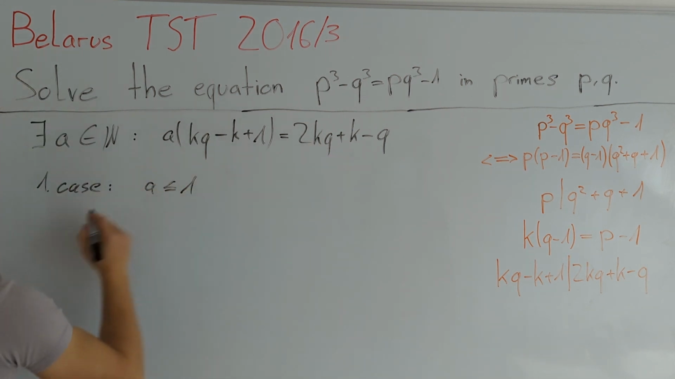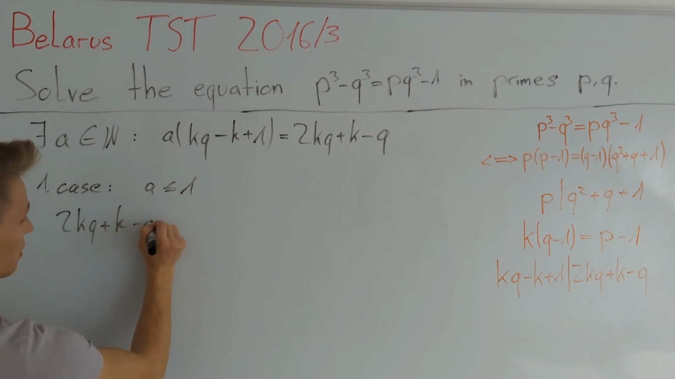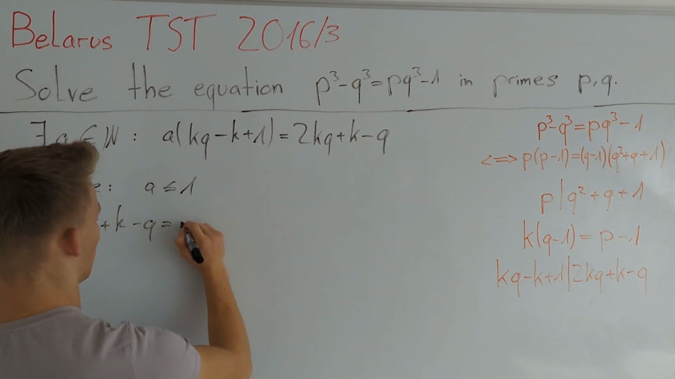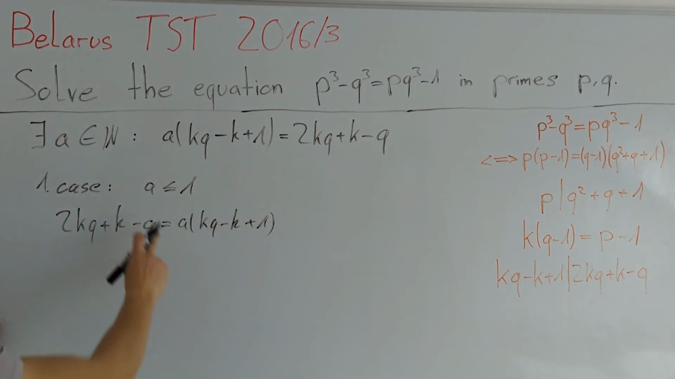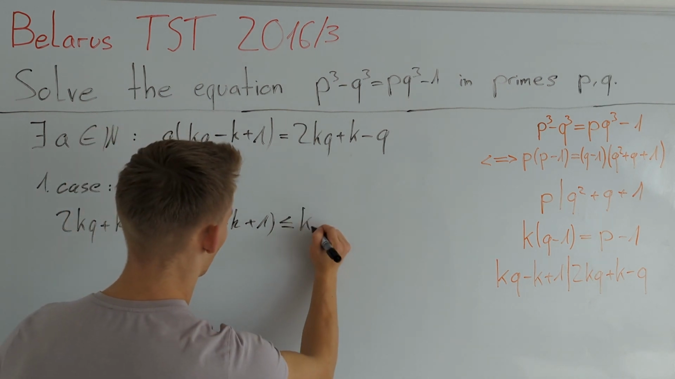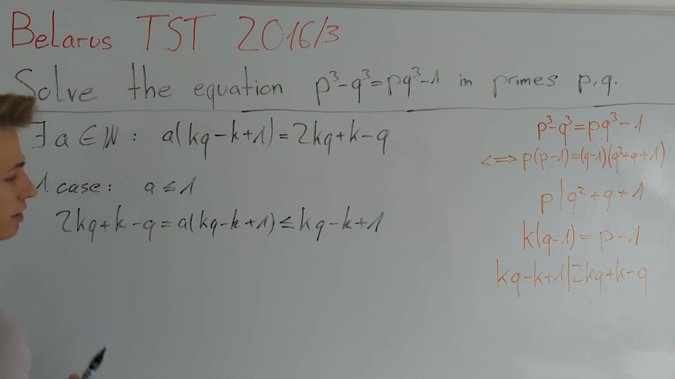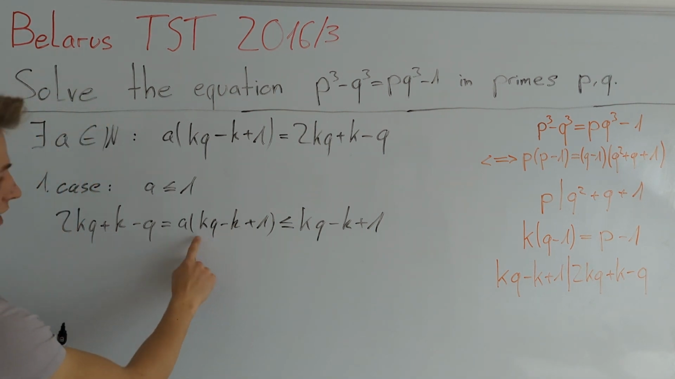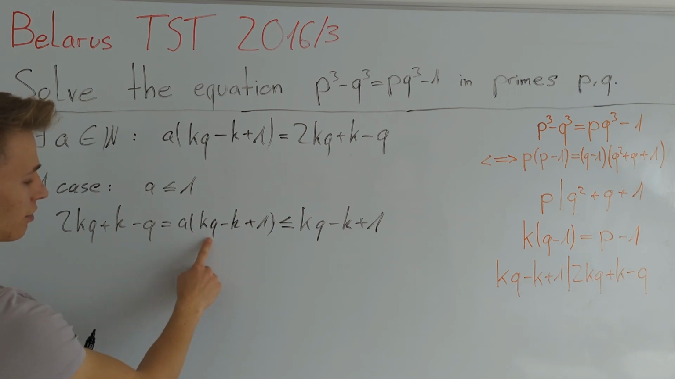Here we can now write that 2kq plus k minus q is equal to a times kq minus k plus 1, and now we can bound the right hand side by the fact that a is less than or equal to 1, so this is less than or equal to kq minus k plus 1. This less than or equal sign is only true because our second factor here, kq minus k plus 1, is always positive since kq is greater than k.